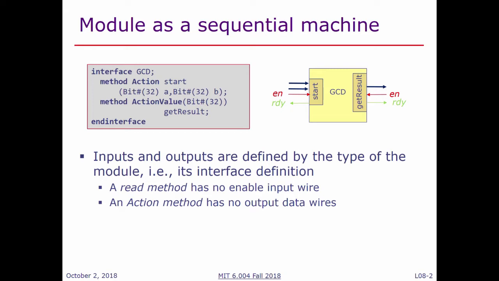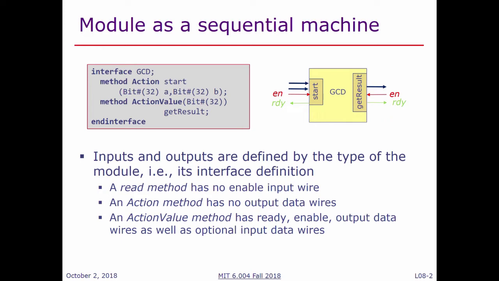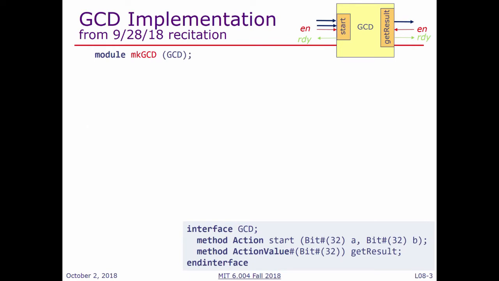Same thing is true for get result. It's also an action method. Some value comes out of it and you have to enable it in order to get it, but you can enable it only when the ready signal is true. So this is the reason why we figure it out. An action value method also has some data value coming out of it. It will take you just 30 seconds to realize that if I write down the interface, you should be able to write down exactly what wires go in and out of this module.